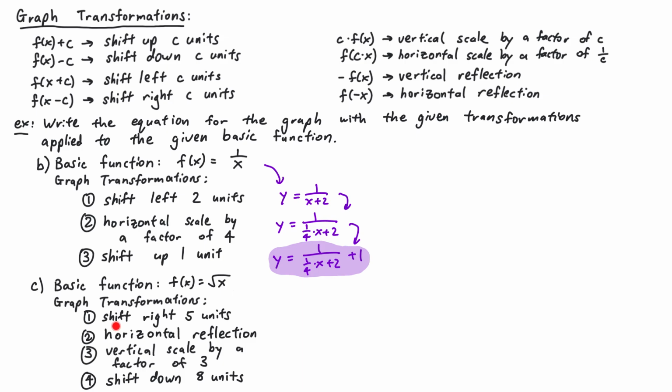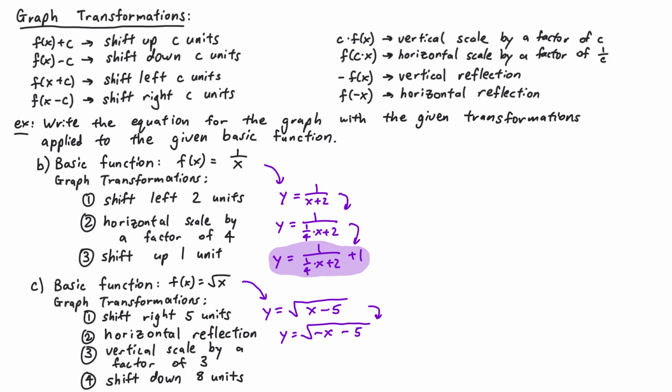Our first transformation is a shift to the right 5 units. If we want to shift to the right, we want to replace our input with x minus 5. So in our function, replacing the input x with x minus 5, our equation becomes y equals square root of x minus 5. Next, if we want to do a horizontal reflection, we need to replace our input x with negative x. So in our existing formula here, replace this x here with negative x, and this gives us y equals square root of negative x minus 5.